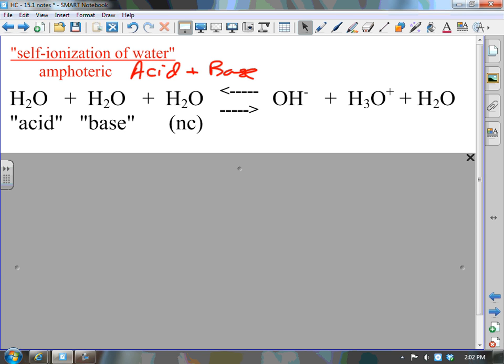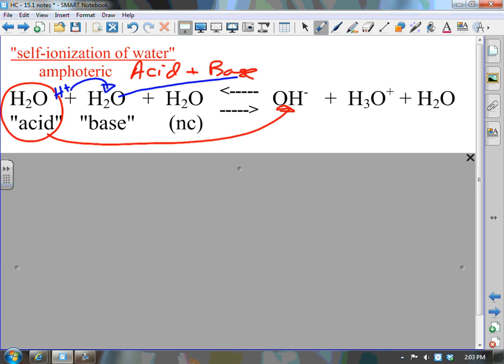So if we can imagine we've got waters, a whole bunch of them. Some of them are going to act like an acid, some of them are going to act like a base, and some of them are going to act like neither. They're not going to change. The ones that are acting like an acid end up losing a hydrogen, and they become hydroxides. That hydrogen that leaves ends up going to the H2O, and that H2O becomes an H3O plus. And then lastly, the majority of waters don't change.